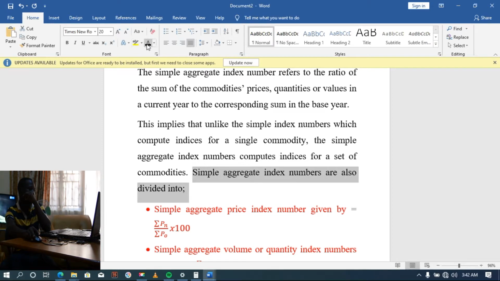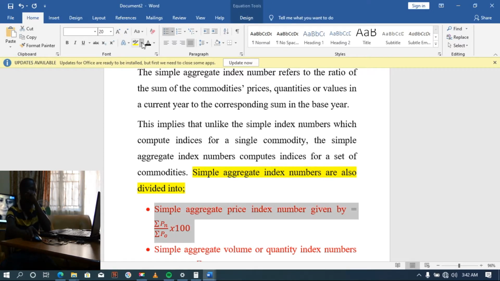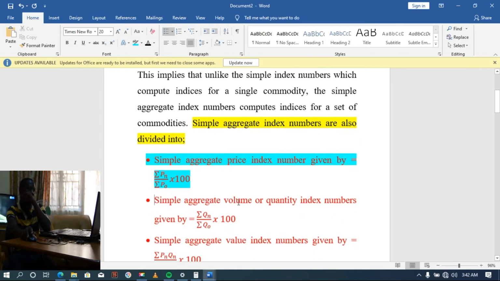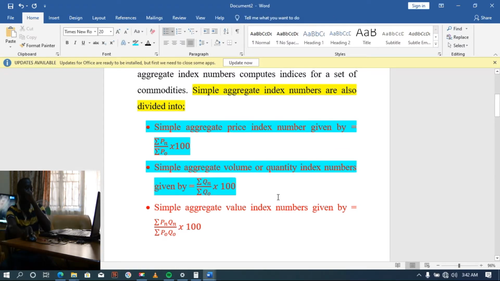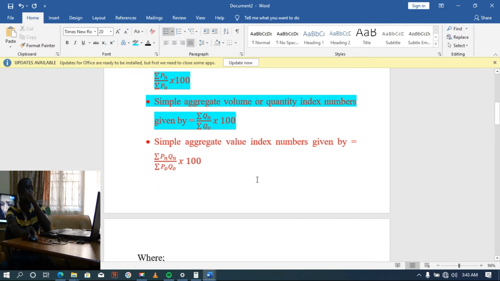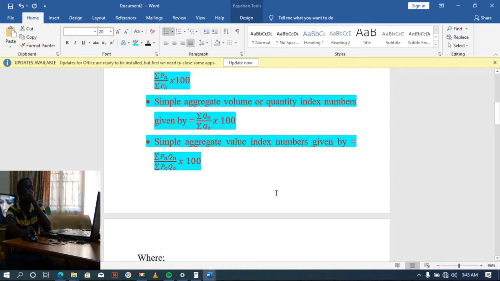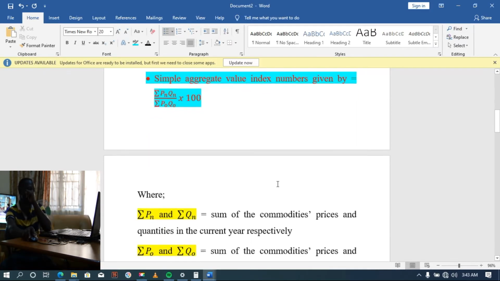So you're going to find that our simple aggregate index numbers are subdivided into three, and that is basically the simple aggregate price index number, which is given as summation Pn over summation Po times 100. And then we have the simple aggregate volume or quantity index number, and that is given as summation Qn over summation Qo times 100. And then the simple aggregate value index number, and this is given as summation PnQn over summation PoQo. So you find that, as you said, it considers a group of commodities.